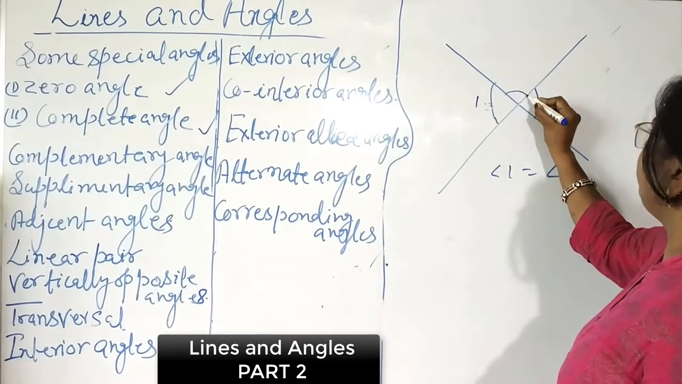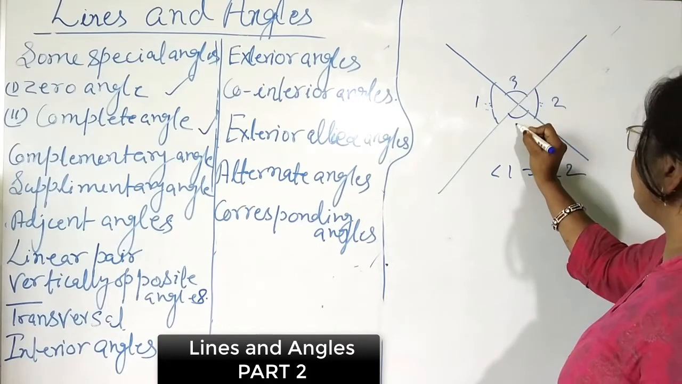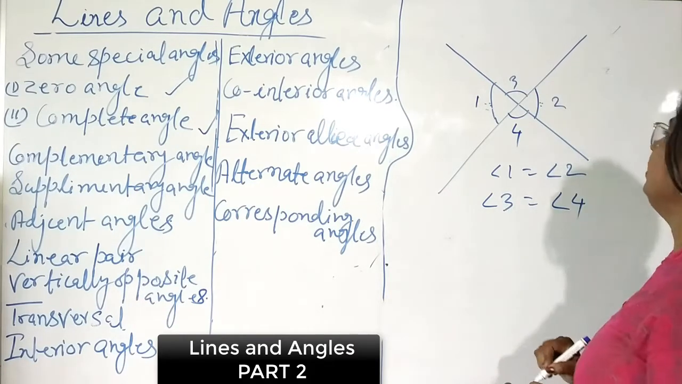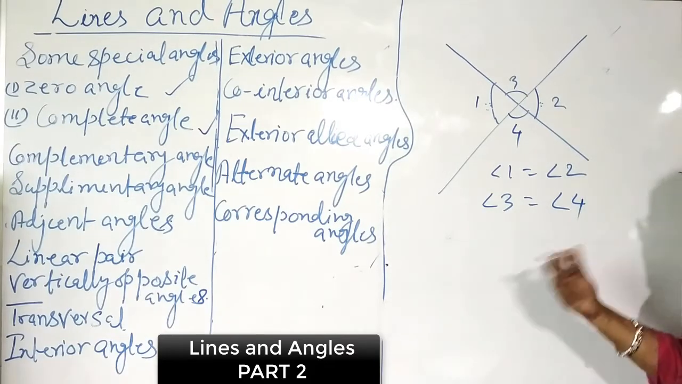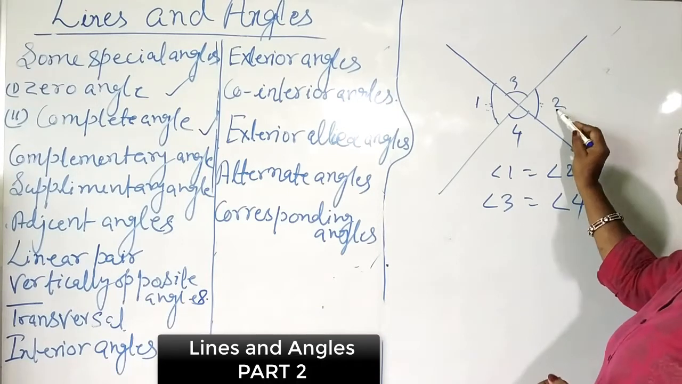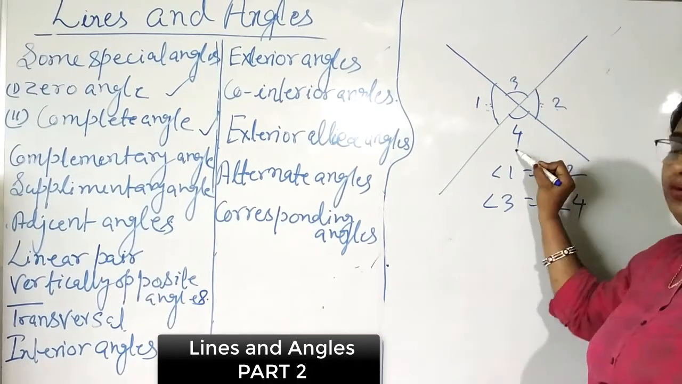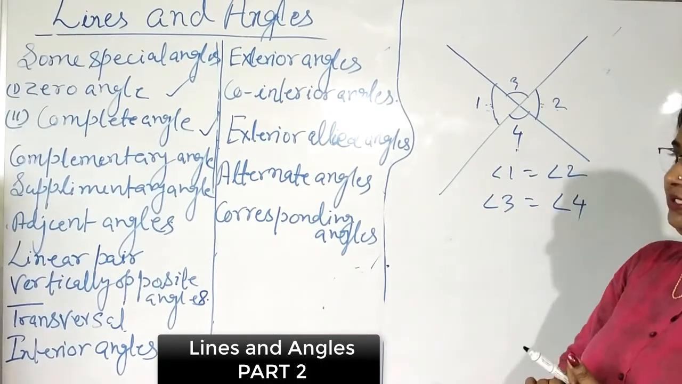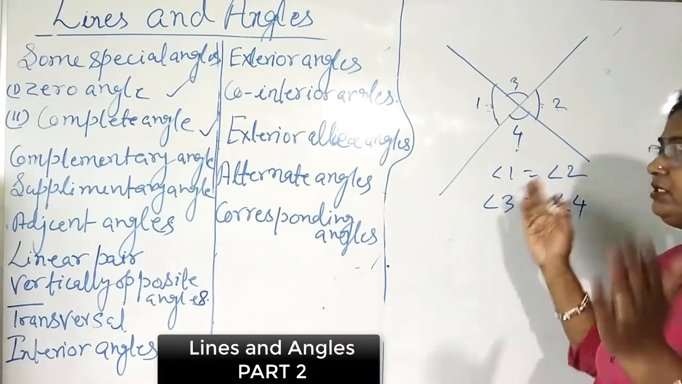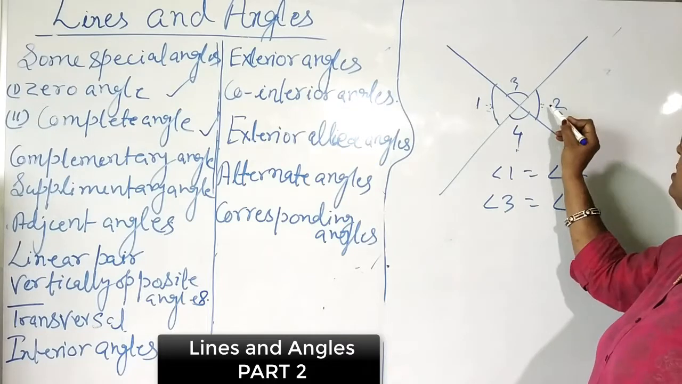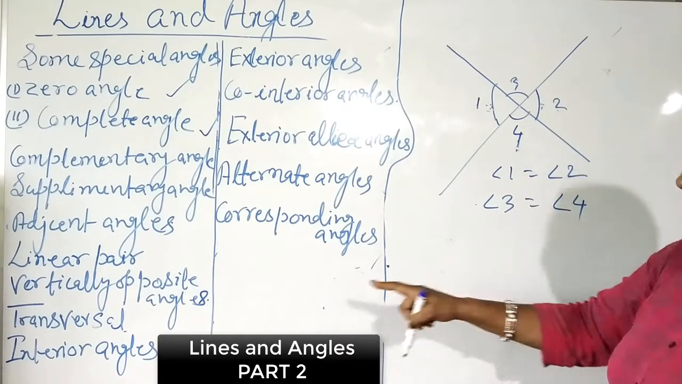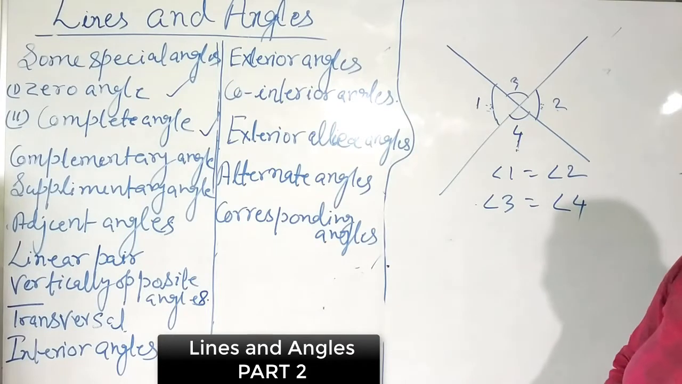In the same way, these two also, 3 and 4. Angle 3 is equal to angle 4. In this way, there are two pairs of vertically opposite angles: first 1 and 2, and second 3 and 4. If two lines intersect each other, then opposite angles are always equal. In the same way, these two are called vertically opposite angles.